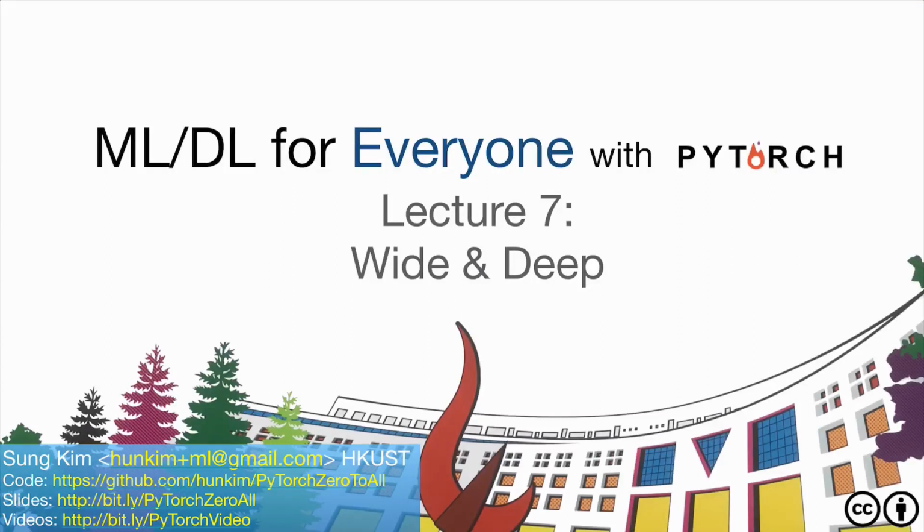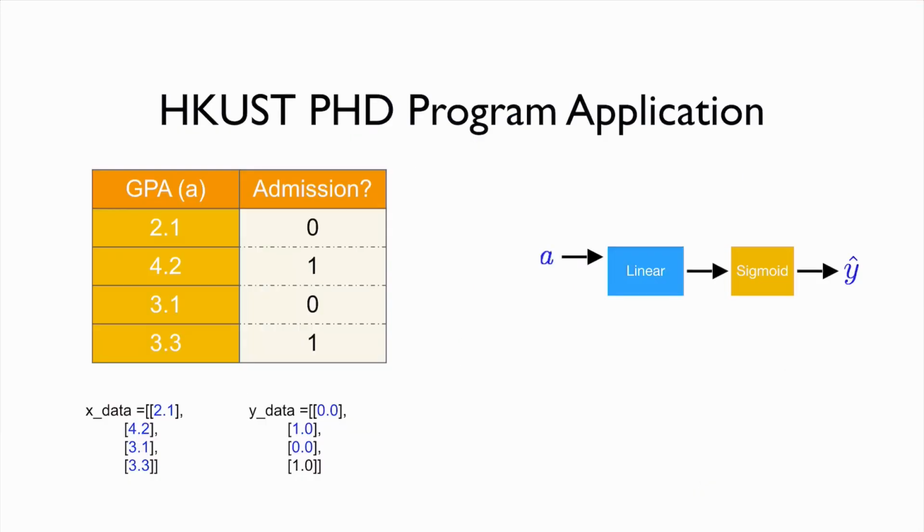In this lecture, we are going to explain how we're going to make our neural net more wide and more deep. In our previous lectures, we introduced our linear model and logistic regression with one input x, and they will produce y hat based on our model.